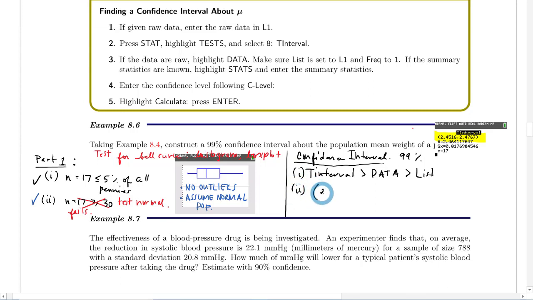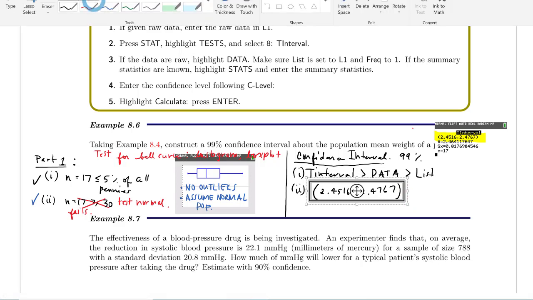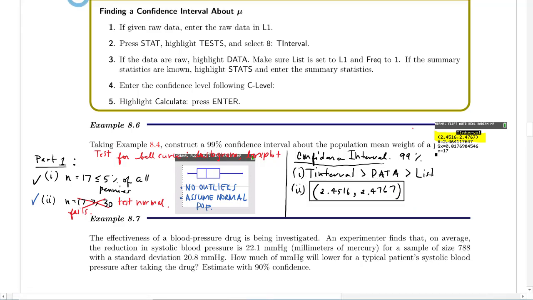It gives us a parenthesis 2.4516, comma 2.4767. So that is the numerical values, like that's the math part. But what I want us to do is have a conversation about this. Let's talk about it. What does this mean?